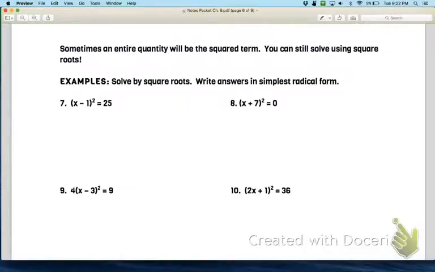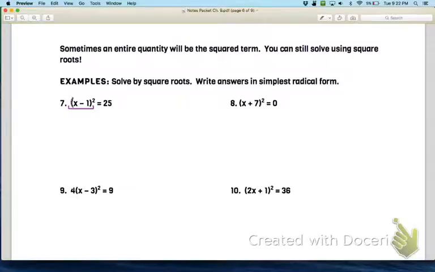So yesterday we looked at how to solve equations by square roots. Today we're going to look at something where we have to do a little more work after we do the square root. Sometimes an entire quantity will be the squared term. We can still solve using square roots when we do this. If you look at example 1 down here, you'll see it's not just the x squared, but this entire quantity in parentheses here.